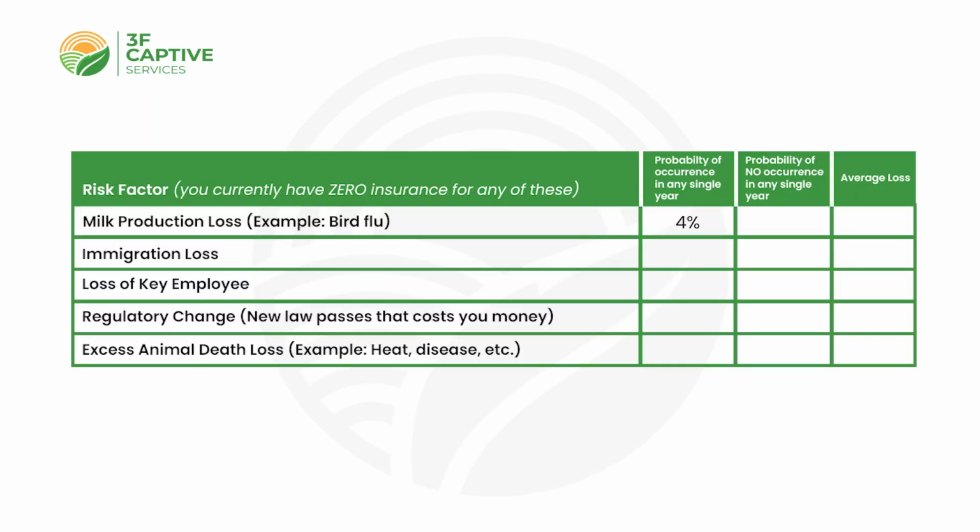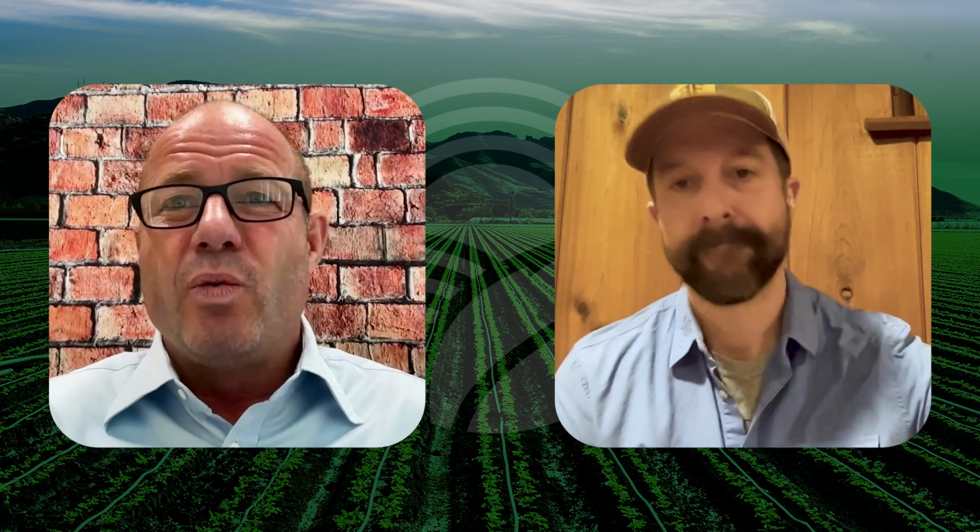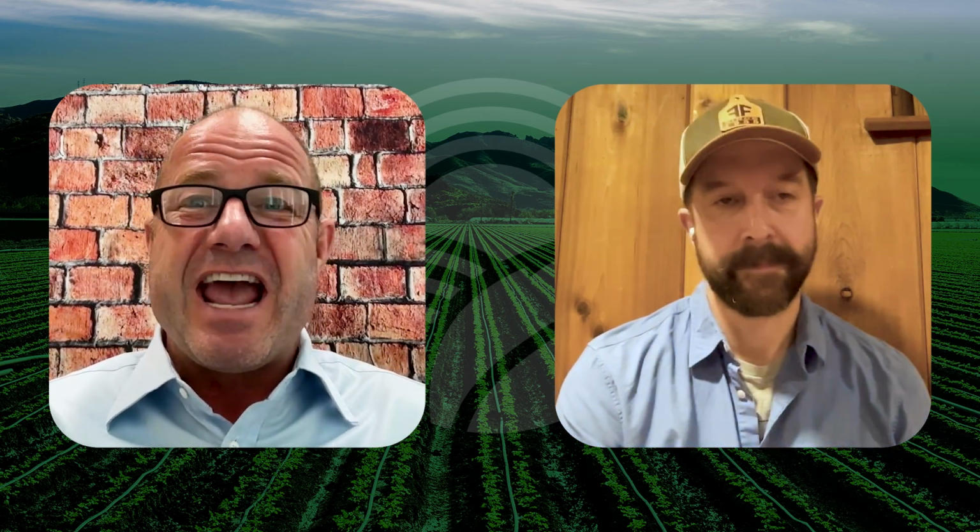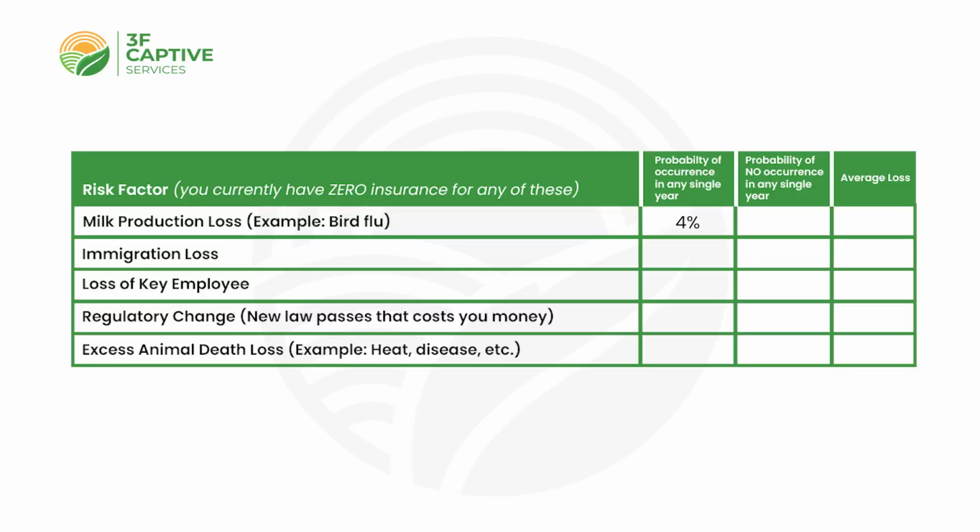What is the probability in any year of having a significant loss in your milk production, in your estimation? Let's say 4%. And if you have that milk loss, what would be, in your estimation, the average financial loss to your farm if that loss did take place? Yeah, I wouldn't be surprised if it was 200,000.